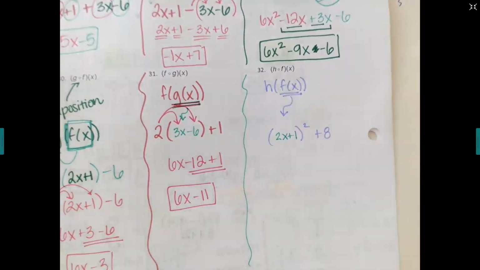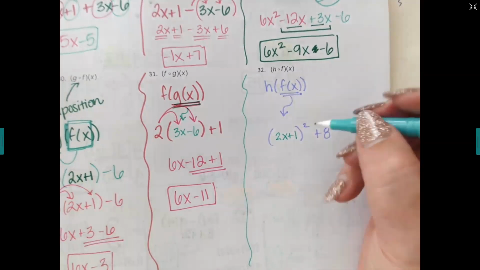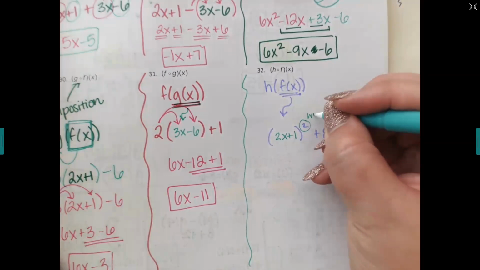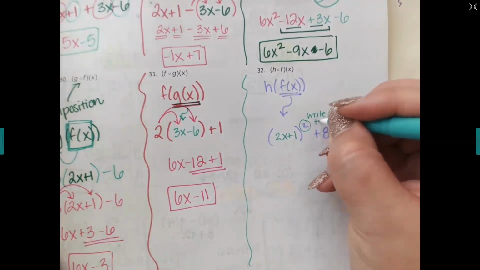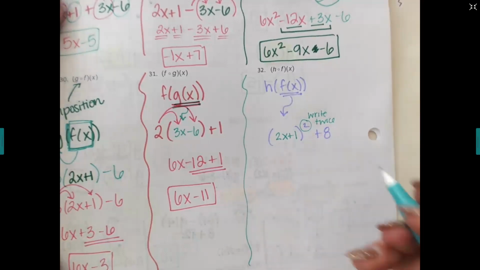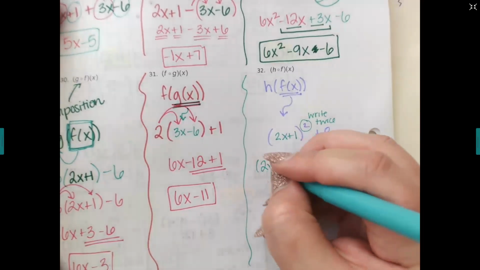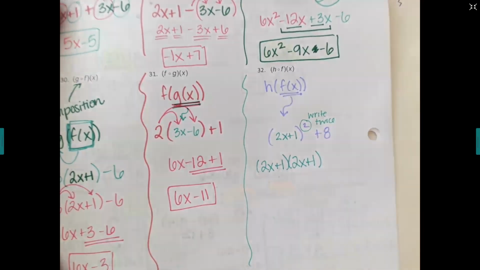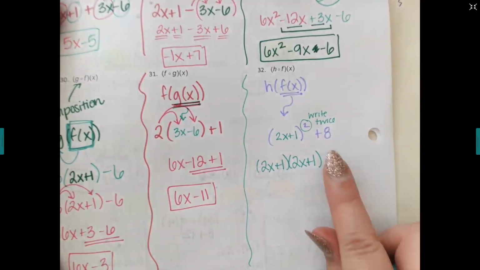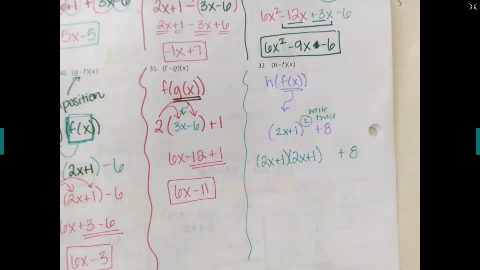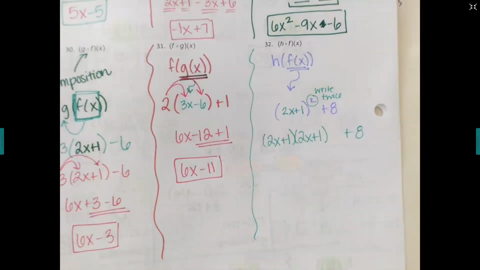Now, remember that whenever we had talked about having a squared like this, I just want you to write it twice. Write it twice and then just times it out. So if it's 2x plus 1 squared, that's really 2x plus 1 times 2x plus 1 again. Okay, and then I do have this plus 8. I'm just going to write it to the side for now. So let's FOIL that out.